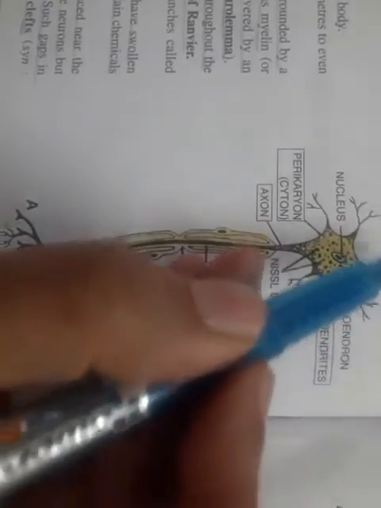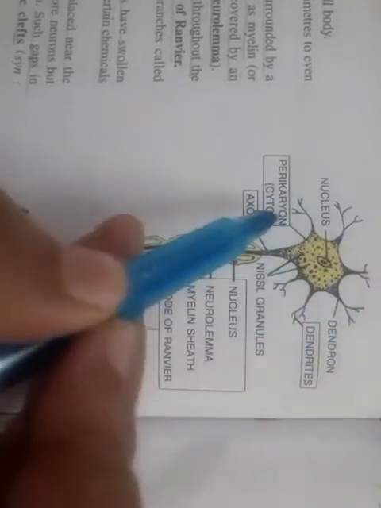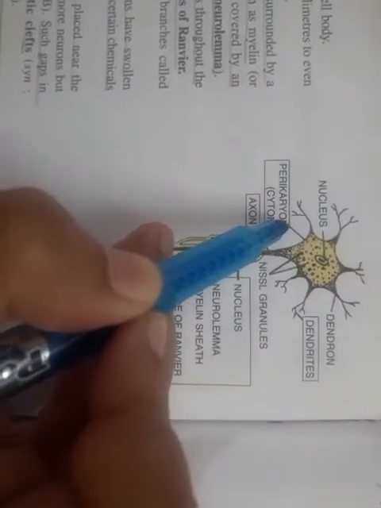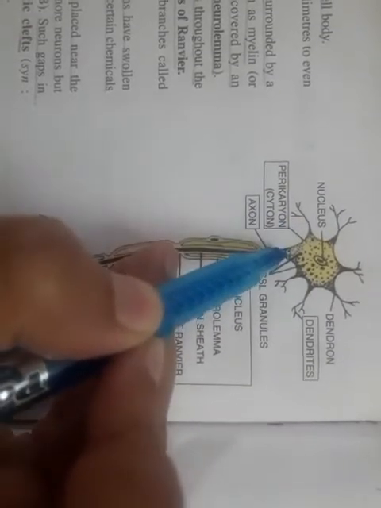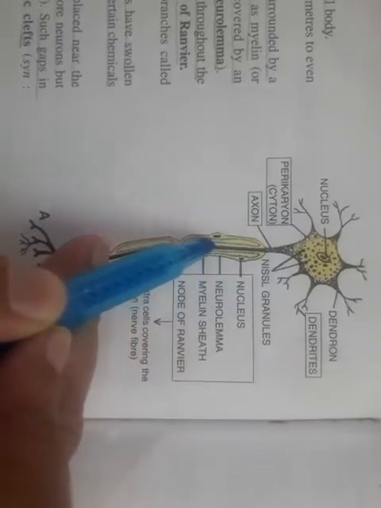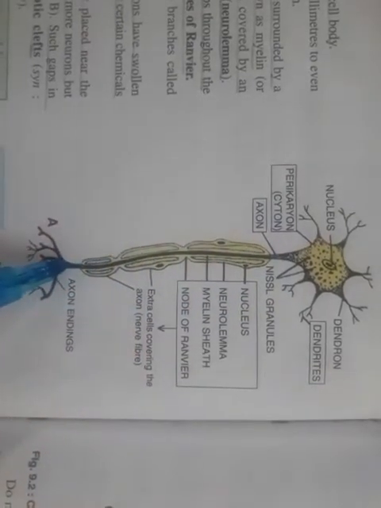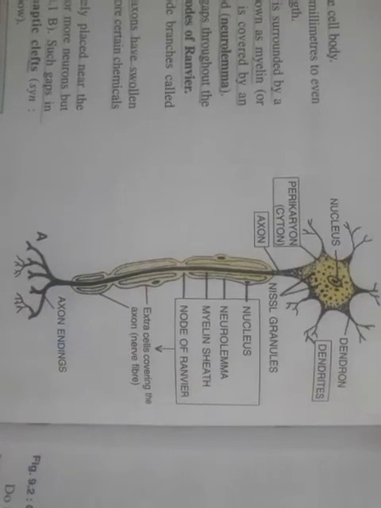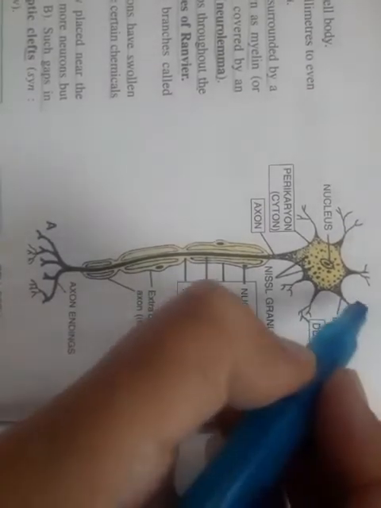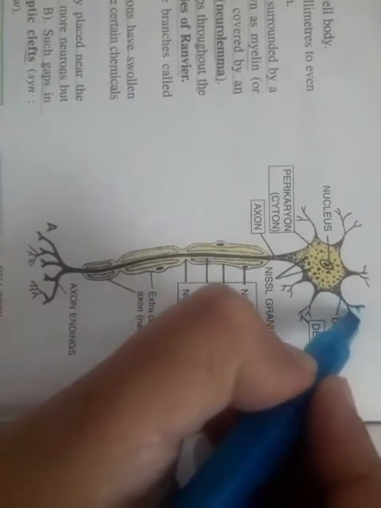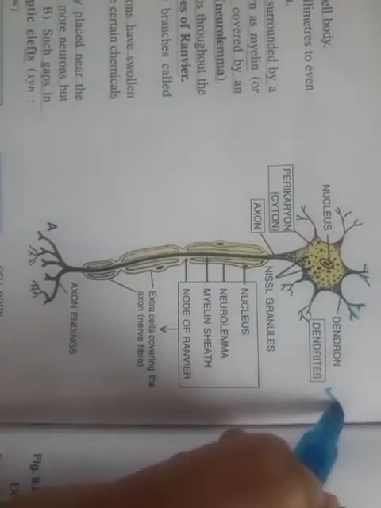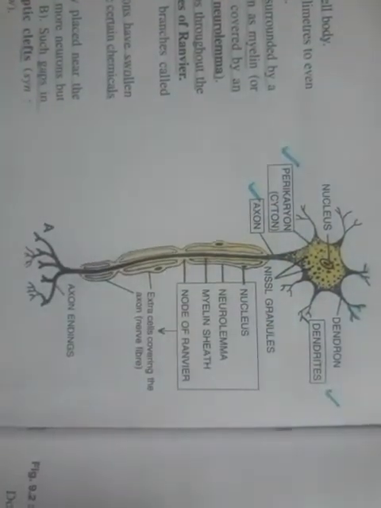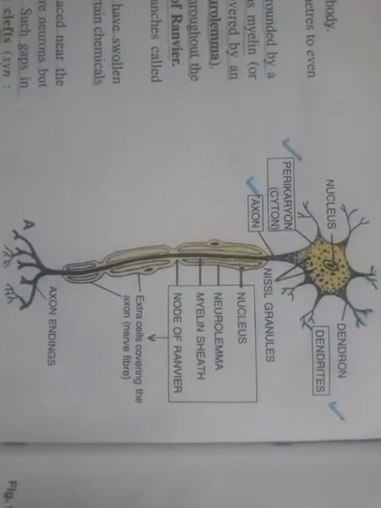You see here, this part is the cell body, which is also called as perikaryon or cyton. This long process extending from the cell body is called axon, and these projections here you see are called dendrites. So dendrites, cyton and axon, the three main parts of a typical neuron.